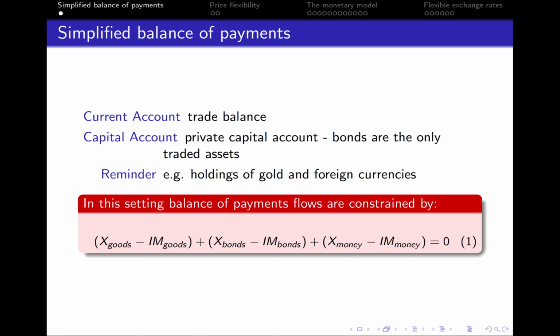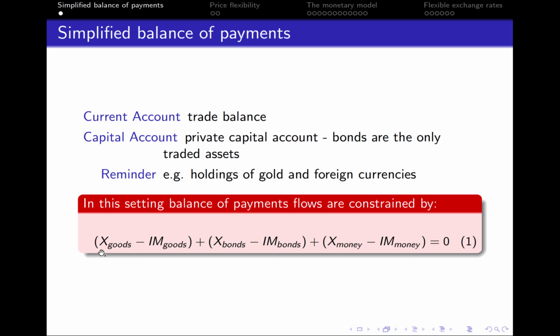So today we're going to use a very simplified balance of payments, but it's something that you are probably already used to from different classes, like introduction to economic analysis. Our current account is going to be a trade balance, so basically exports minus imports. The capital account is going to be just the private capital account, and we're going to discuss only bonds.